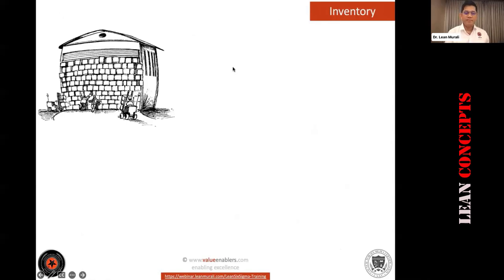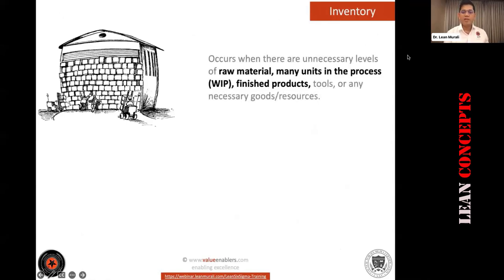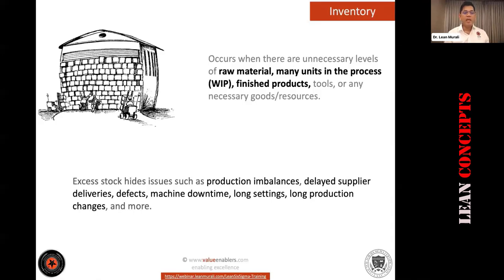Now, inventory. Inventory occurs when there are unnecessary levels of raw materials, many units, we call them WIPs, work in progress, finished goods. All of them use unnecessary resources, but finally pile up as inventory. Excessive stocks hide issues such as production imbalances, delayed supplier deliveries, defects, machine downtime, longer setups, and longer production changeovers, and more. Let me explain this in simple language.